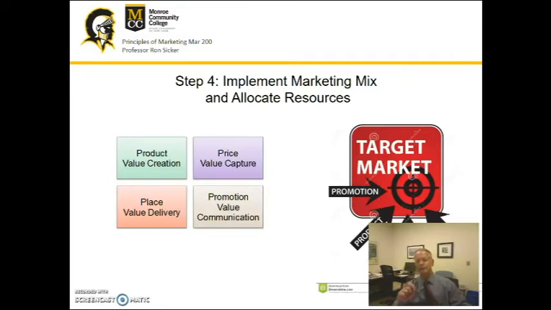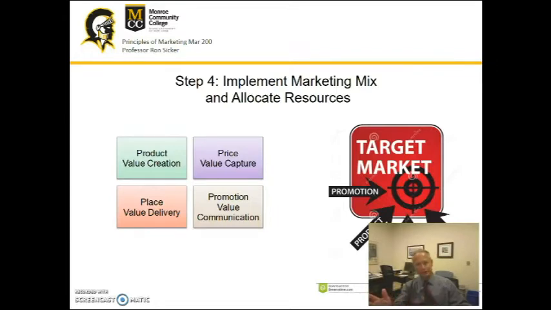So you're trying to create value with your product. With your price, you're trying to capture value. We're trying to bring value given a particular price point. So with price, we're trying to capture value. With place, we're trying to deliver value. We're trying to make sure that it's easy for someone to get it. We're trying to make it convenient for someone to get it.